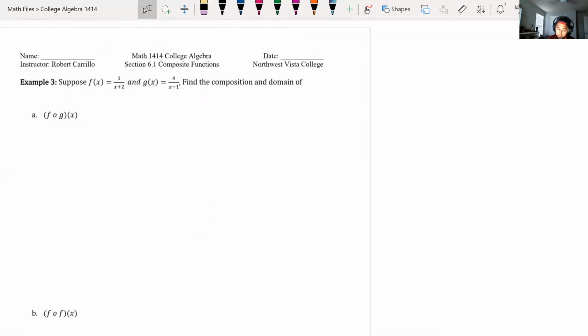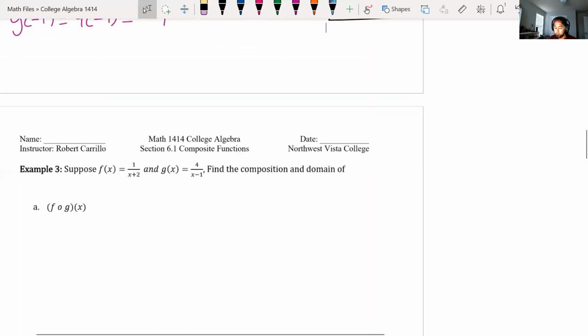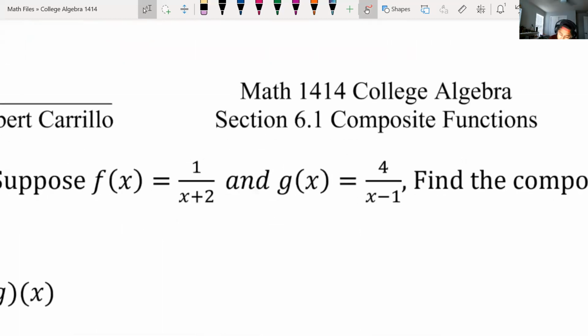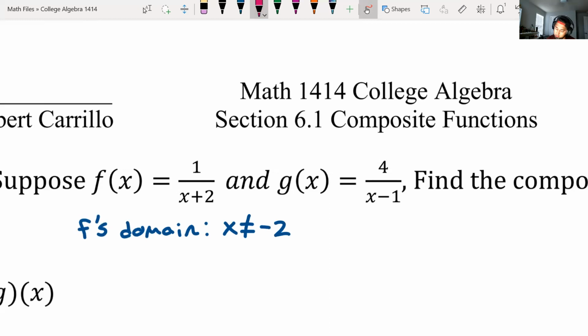Example 3. So again, we are going to compose these two functions and find the domain of the composition. So for example 3, we're given f of x equals 1 over x plus 2 and g of x equals 4 over x minus 1. So before we even compose, let's find our domains. What is the domain of function f? Not -2. There you go. And then what is g's domain?